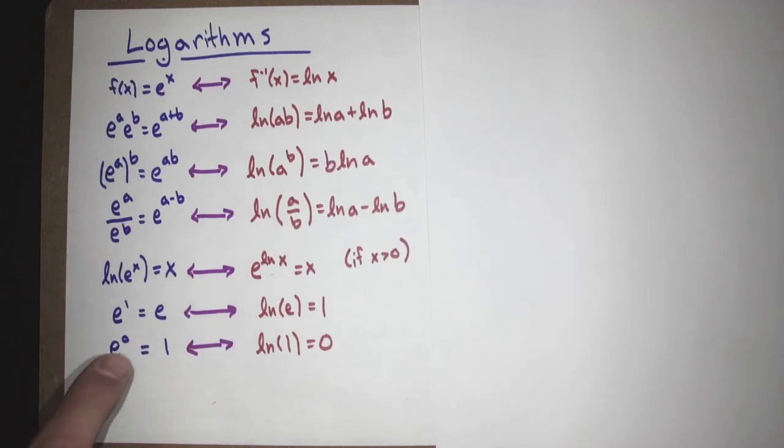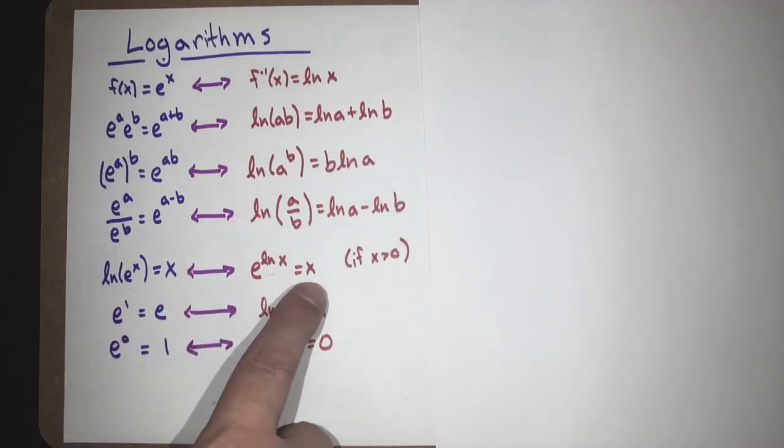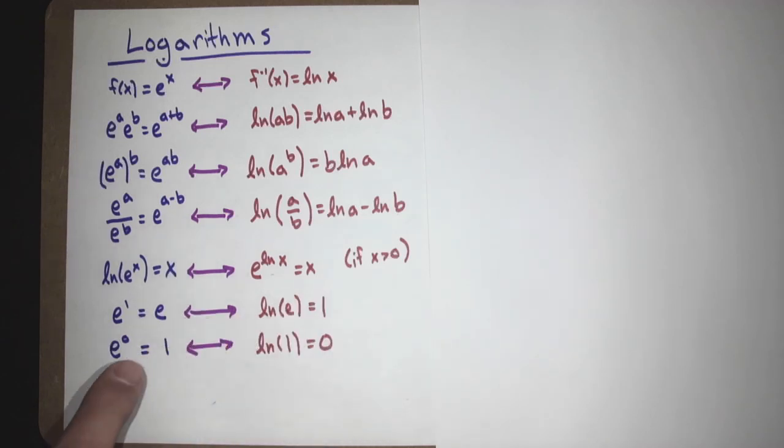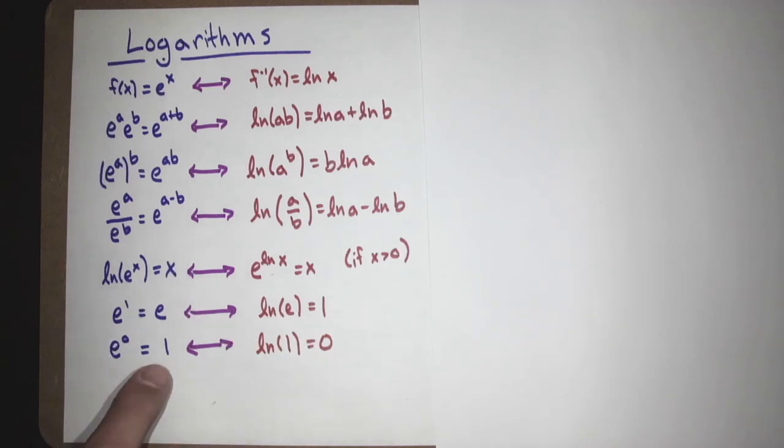Because they're inverse functions of each other, log of e to the x is x, and e to the log of x is x. This assumes x is positive, which we usually don't care about. E to the 1 being e says log of e is 1. E to the 0 being 1 says log of 1 is 0. So all this is stuff we knew before.